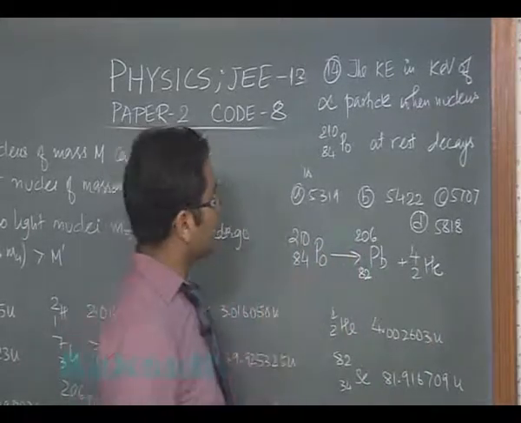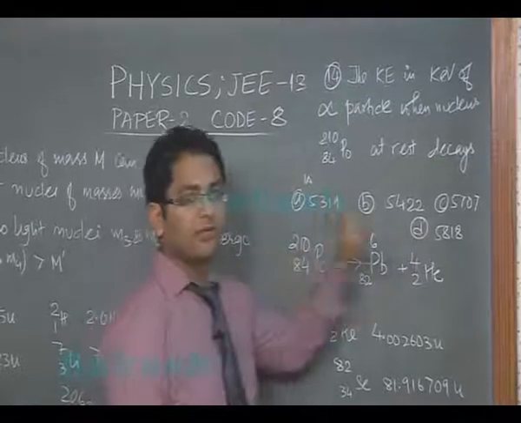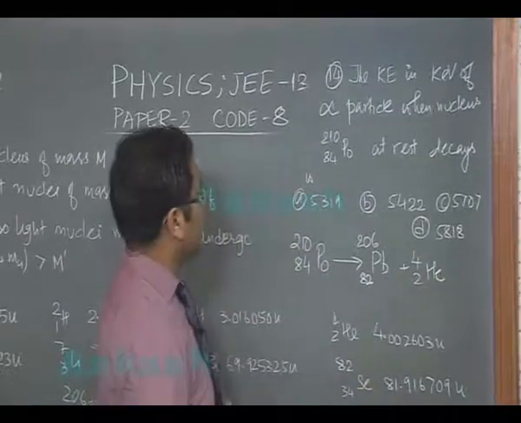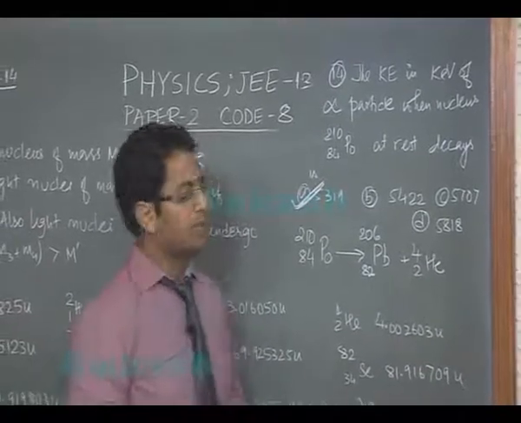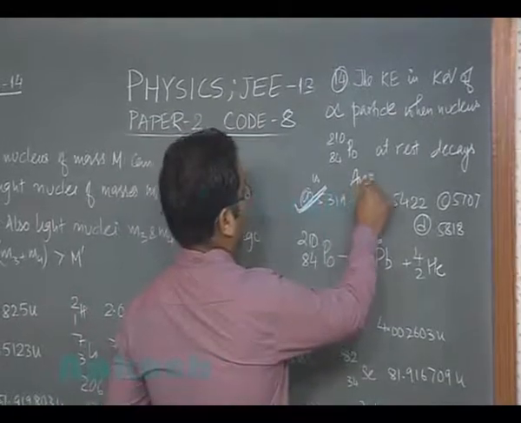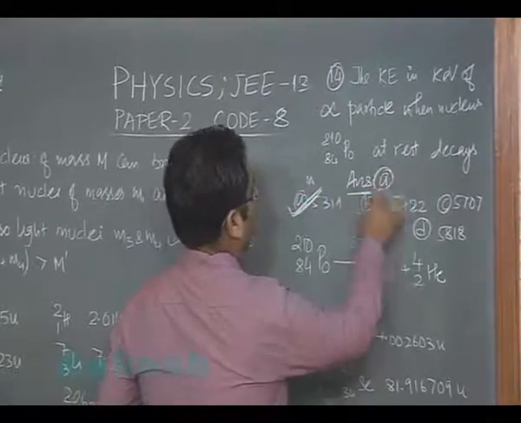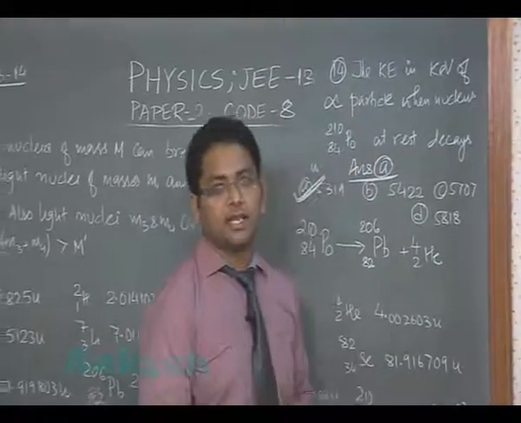So the kinetic energy is very easy to calculate. Just subtract the initial rest mass energy from the final rest mass energy, and solution gives the answer very close to 5319. So therefore, answer for question number 14 would be A. Let's proceed to question number 15 and 16.